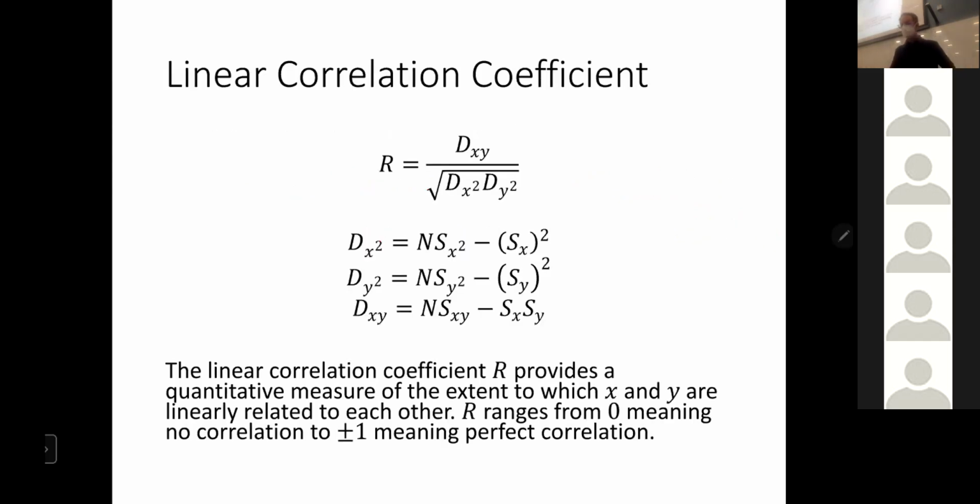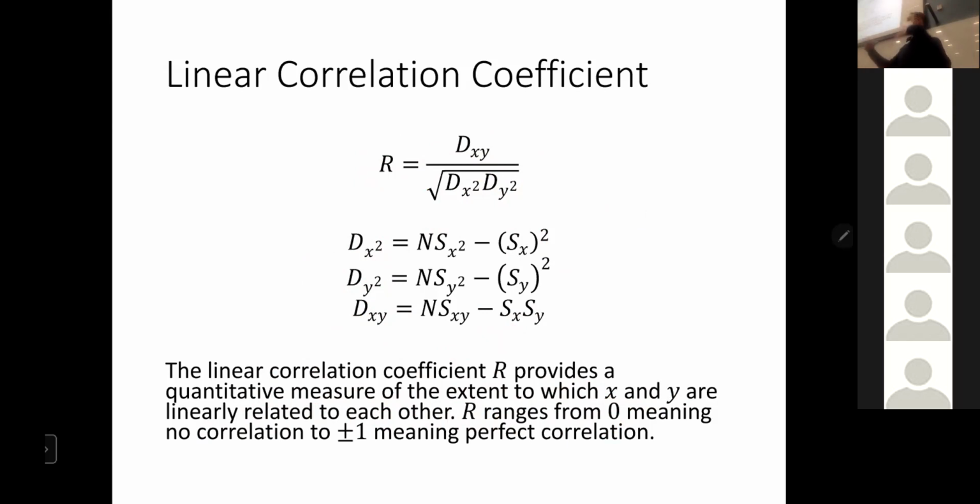Okay, so one more topic for today, and that's the linear correlation coefficient. There's a coefficient called R. It's calculated according to this formula where dx squared, dy squared, and dxy are given by these expressions here. The correlation coefficient is basically a quantitative measure of the extent to which x and y are linearly related to one another.